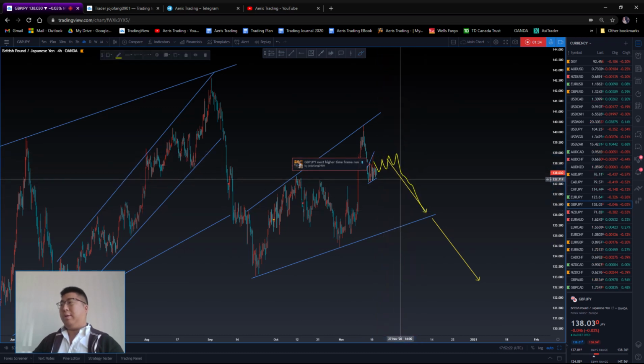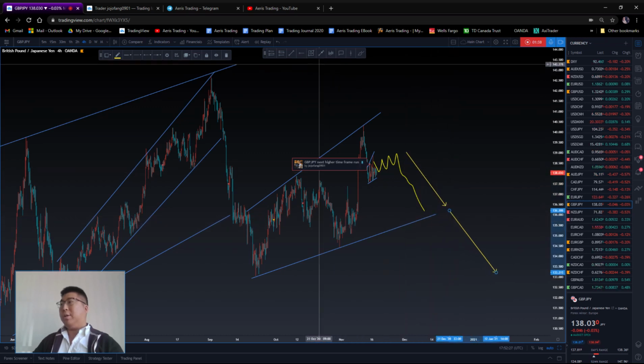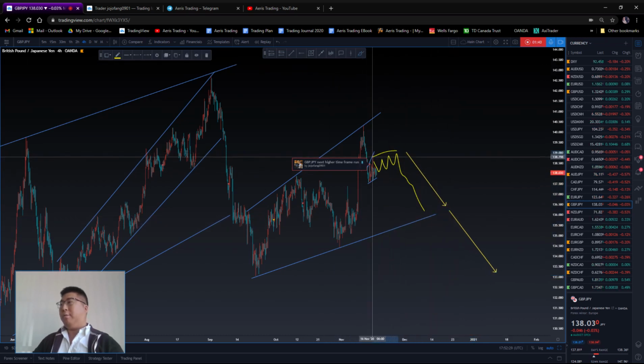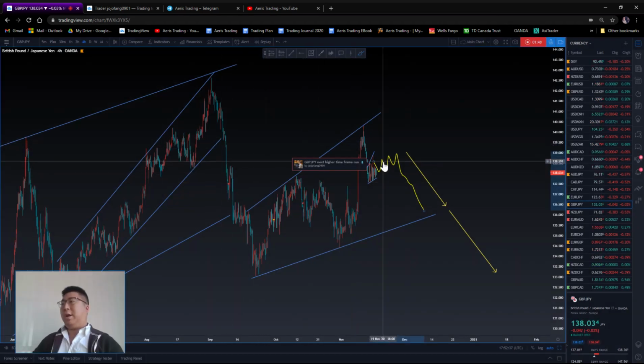Most of the time, once you draw it out, you can take a few screenshots so that you will remember what your previous forecast was. What do you want to see from the market? Well, for me, I want to see this correction finish and I want to see the breakout. So I will take a screenshot from this and save it somewhere, right? That's the first thing that I would do when it comes to forecasting.